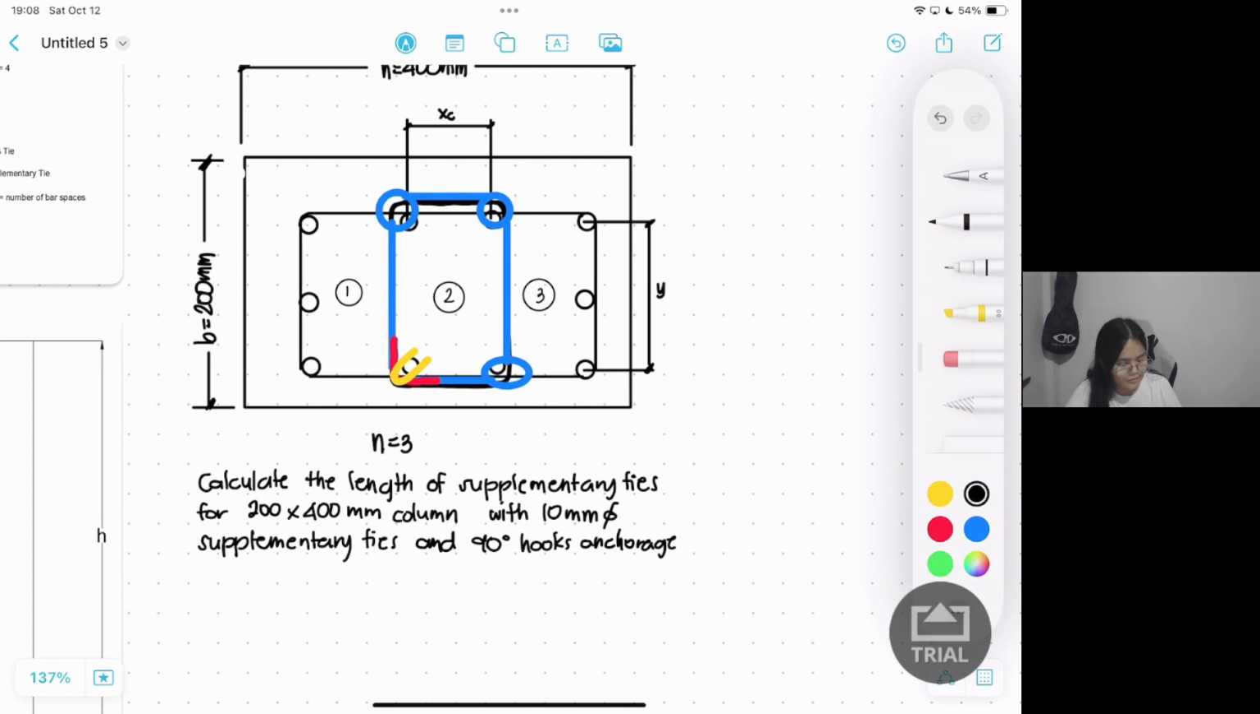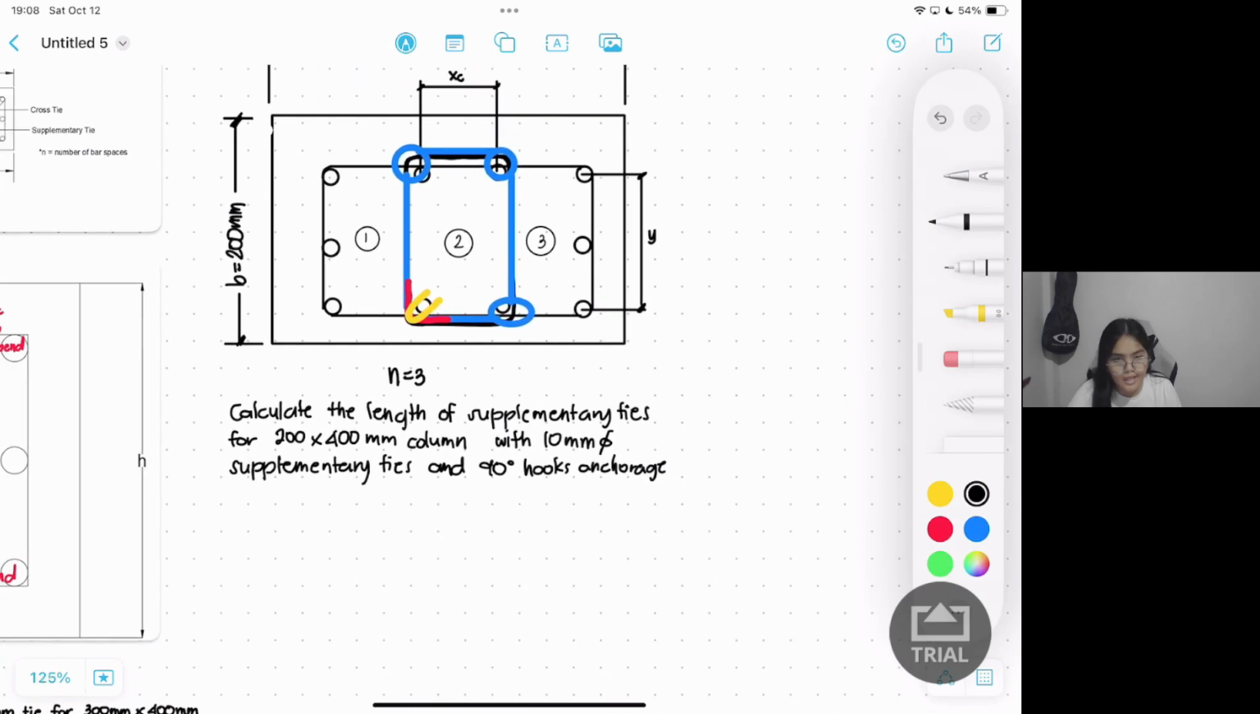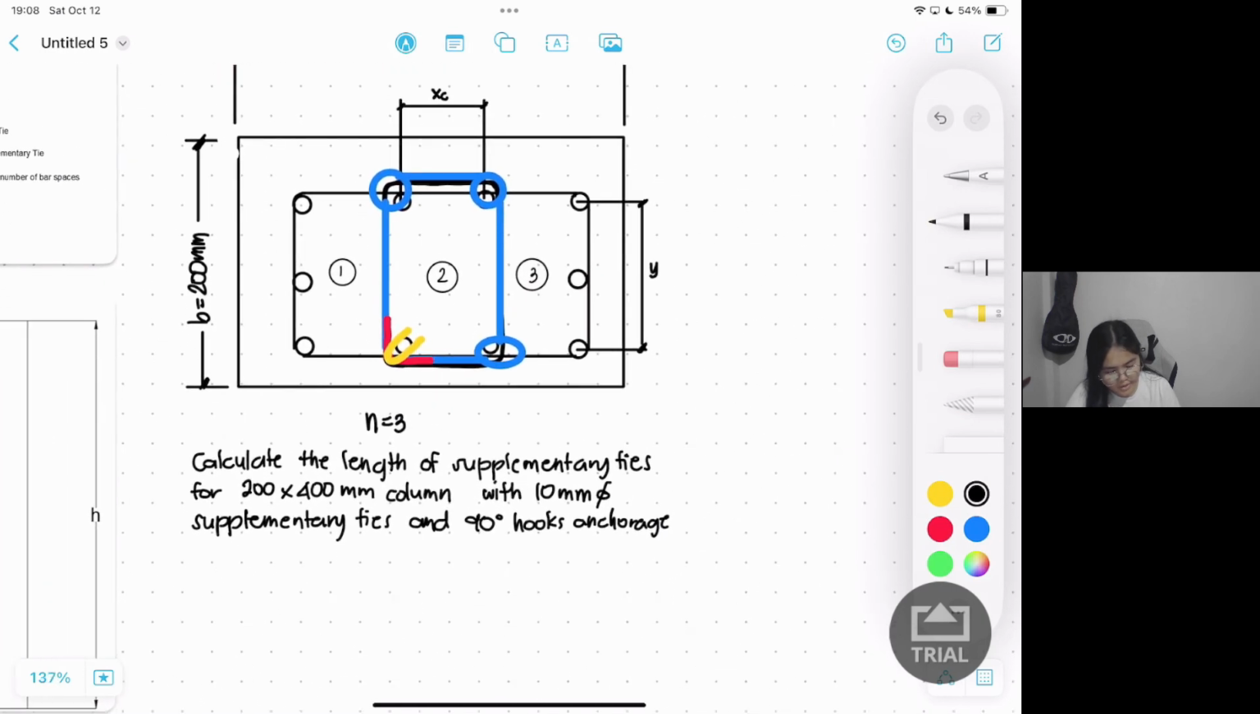So, ngayon, ang una nating step, i-compute natin ngayon si LMS. Or, first, compute for the XC and the Y. So, for XC, ang gagamitin nyong formula, 400 minus quantity of dalawang concrete cover plus diameter of bar divided by 3.